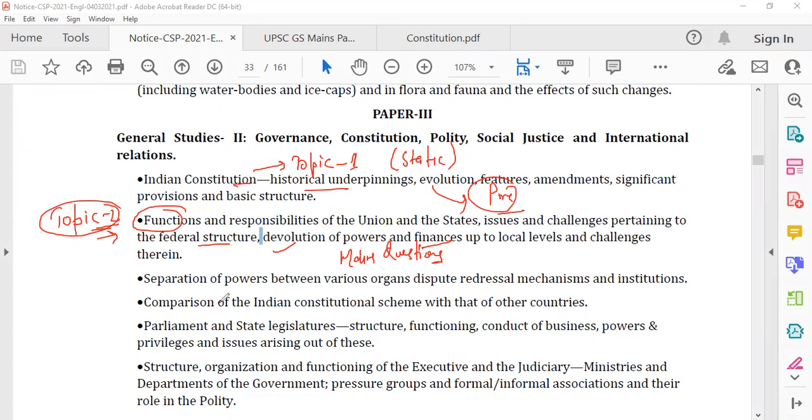And when we move further in these topics, you'll realize more and more mains questions are being asked from these parts, which are both static as well as dynamic. Static plus dynamic.